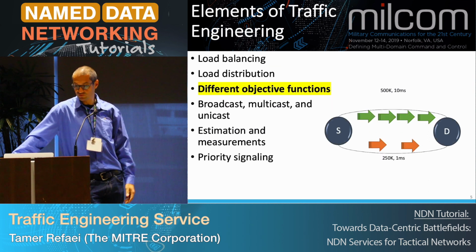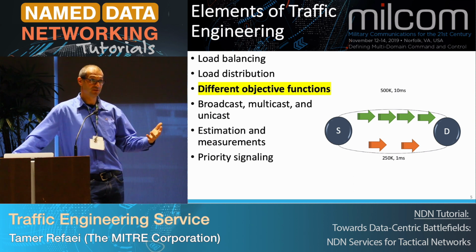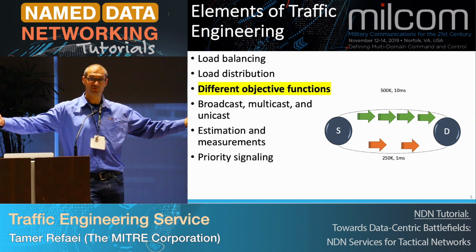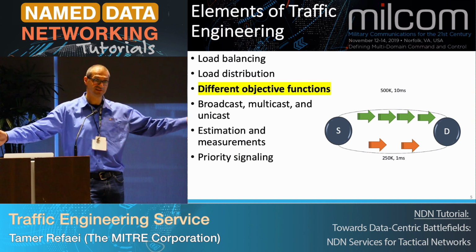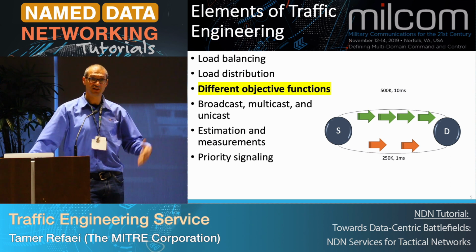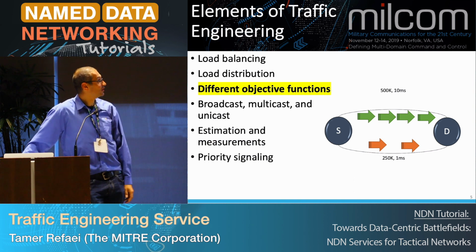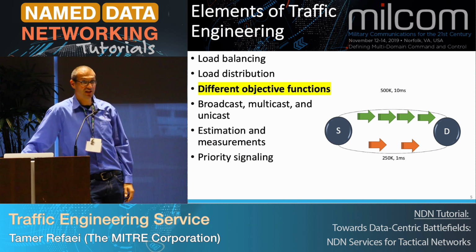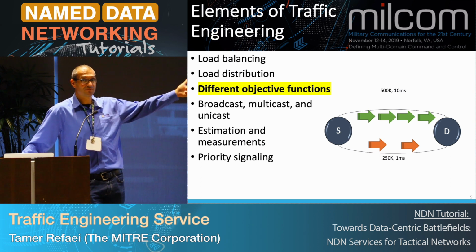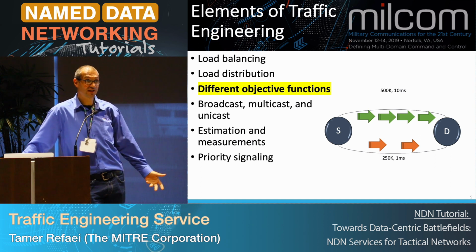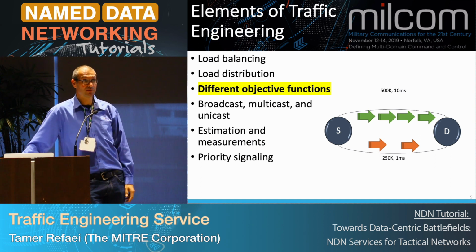Then there's also the notion of different objective functions. What is important from a flow A perspective versus a flow B perspective could be very different. There's one flow that requires latency, another one that requires data rate. So the objective function here is what are you trying to accomplish? What are the quality of service requirements? The green flow here needs a lot of data rate, so it goes over the 500 kilobit per second link. The orange one doesn't need much, but it really wants as low delay as possible. That's the primary objective, so I send it over the lower data rate link, but it also has lower delay. That is the outcome of an objective function.